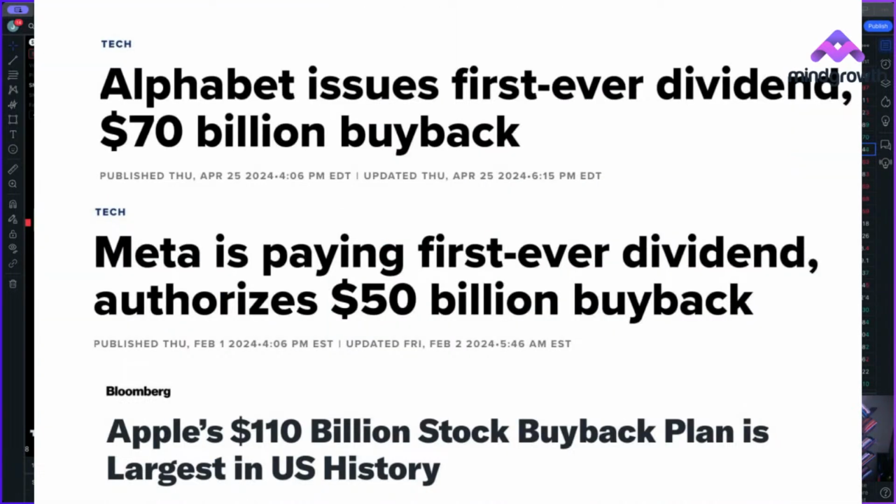Okay, switching over, look what we're seeing with Alphabet, Google, Meta, Apple. Ridiculous, creating more scarcity for their stocks, and more earnings potential for the stock. So basically, Google issues its first dividend ever. So they're paying back their shareholders for staying in the stock. And they do a $70 billion buyback. They're basically removing $70 billion of stock from the market.